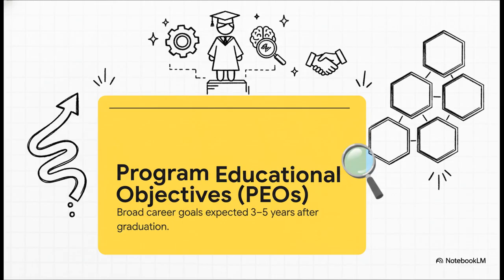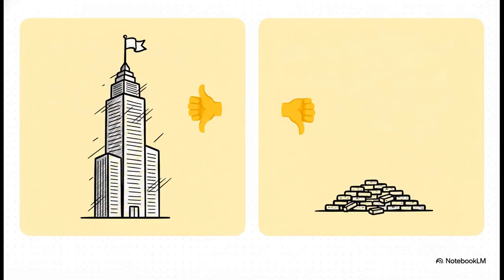Are you going to be leading a team? Are you going to be known for your innovation, your ethical leadership? That's the PEO. It's the big picture goal. And you can really see the difference here. A good PEO is ambitious and broad. Something like graduates will excel in their professional careers and contribute to their field. A bad one? It's just a task, something that should happen way before you even graduate, like students will pass all their subjects. You see? One is a vision for a skyscraper, the other is just a pile of bricks.